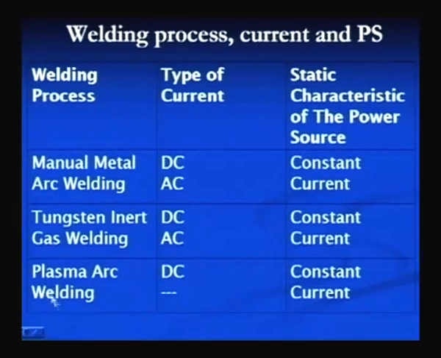And in the plasma arc welding also, DC current is used with the constant current power source. Few other welding processes with their current and the static characteristics of the power sources you will see in the next slide.